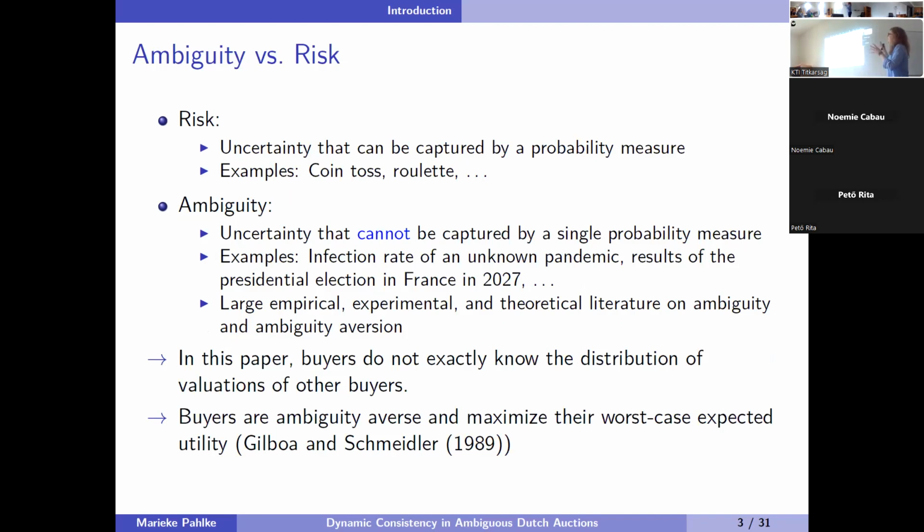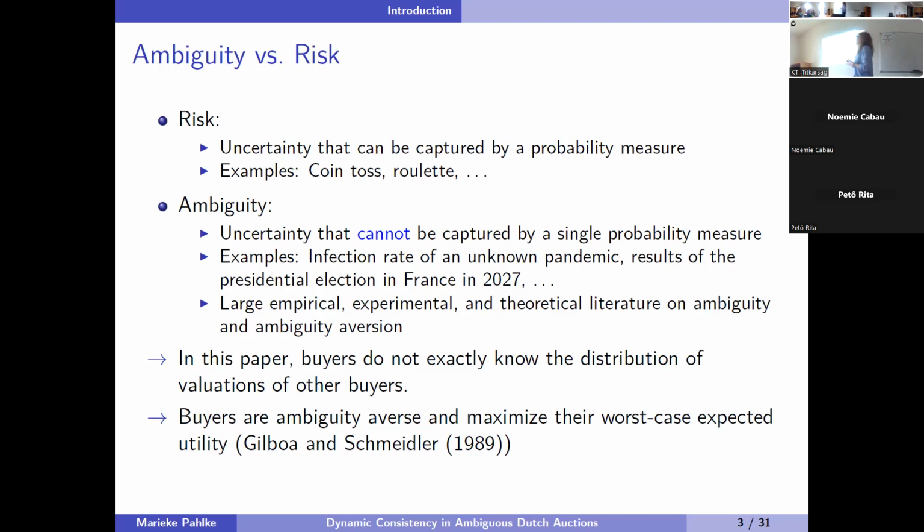With ambiguity, I mean uncertainty that cannot be captured by a single probability measure. If you think about situations like a coin toss or roulette, there we know exactly the probability of certain events. That's what risk is about, and ambiguity is about uncertainty where we don't have one probability measure. The basic idea is that either you just don't have enough information because it's a rare event, or because you don't have a lot of experience in the auction setting, for example, as a buyer. I might not have so much experience with the situation, and therefore I might have ambiguity about the evaluation of other buyers.